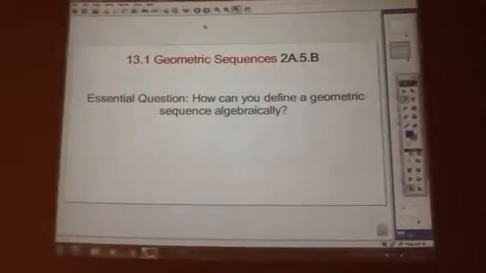13.1, geometric sequences. Essential question: how can you define a geometric sequence algebraically? So what we're going to do today is write the rules for a geometric sequence. They're going to give you numbers, and we're going to write the rules. There are two different ways to write the rules.